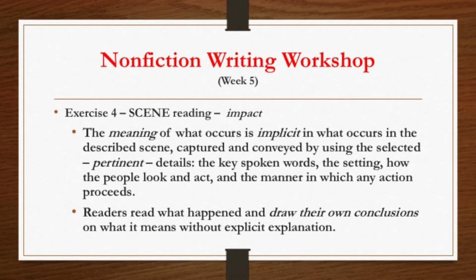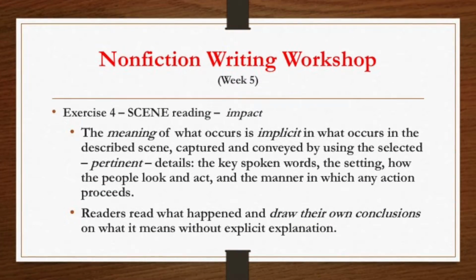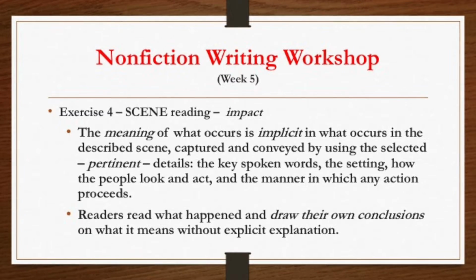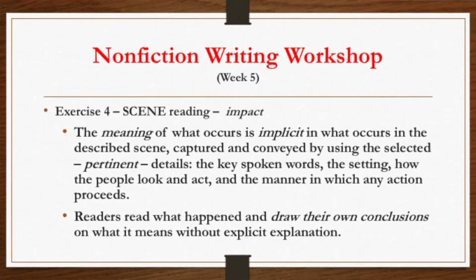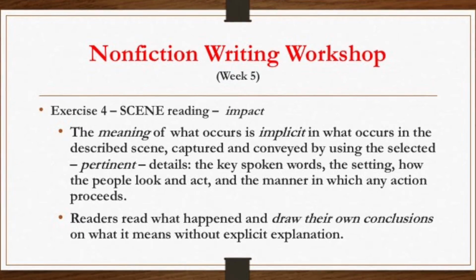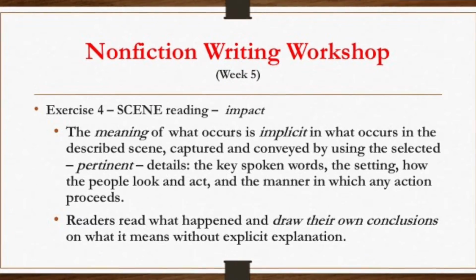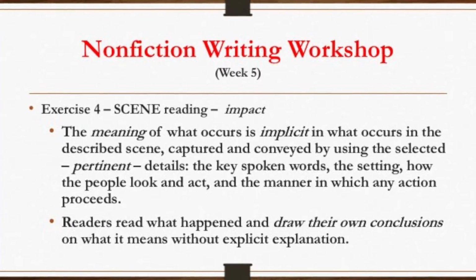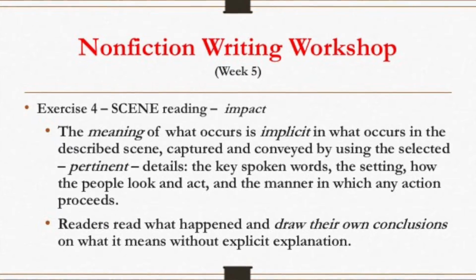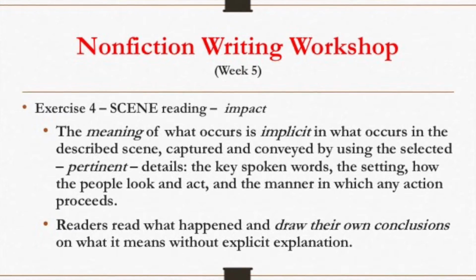So why do we do this? The reason is to convey meaning. Instead of saying something happened and summarizing it, we're going to show it happen. The meaning of what occurs is implicit in what occurs in the described scene. It's captured and conveyed by using the pertinent details from the scene, key spoken words, the setting, how people look and act, and the manner in which the action proceeds. The readers read what happened and then they draw their own conclusions on what it means without explicit summaries or explanations. So again, this is like real life.